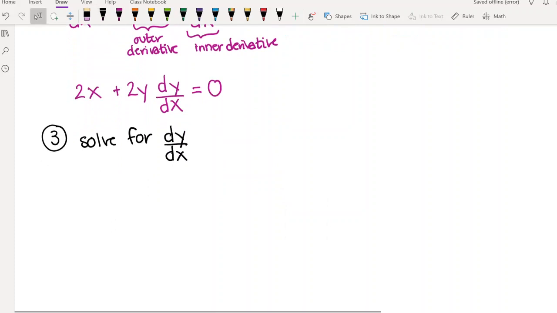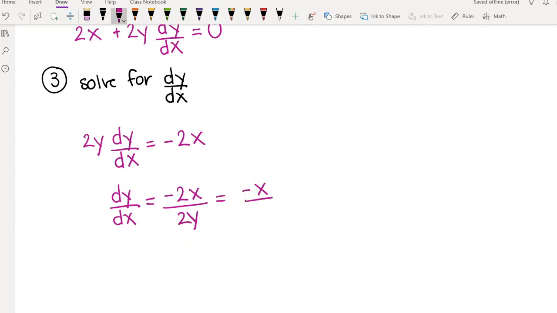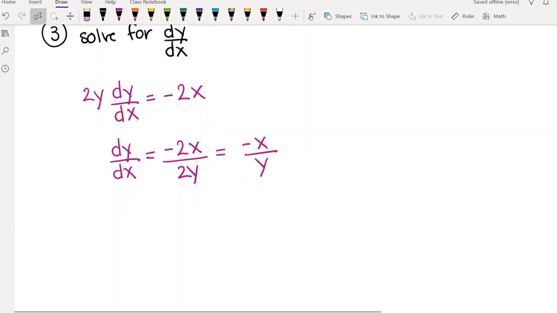So in this case, how would that work? Well, if we subtract 2x from both sides, we get 2y times dy/dx is equal to negative 2x. And then we can divide both sides by 2y. So we get dy/dx is equal to negative 2x over 2y. And that simplifies to negative x over y. So our final answer is that dy/dx is equal to negative x over y.